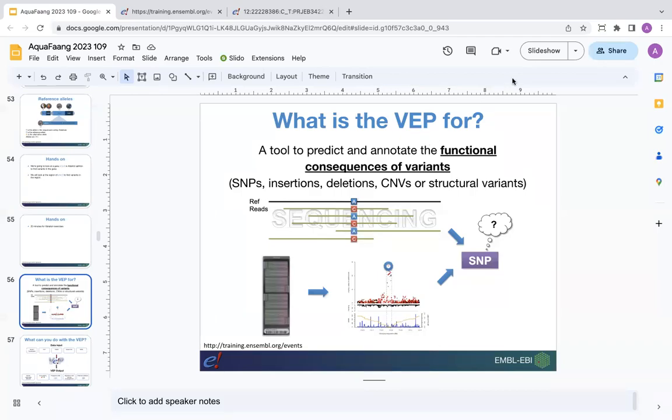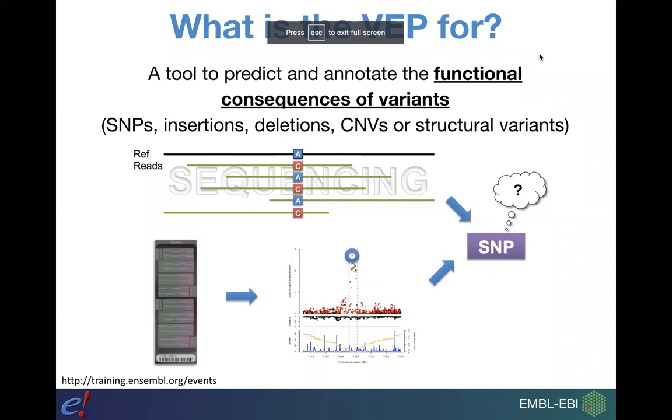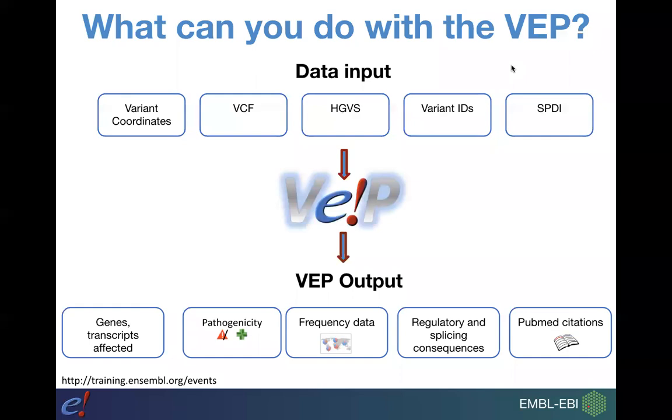use to annotate your own variants, and it predicts and annotates the functional consequences of your variants. So for example, if you have done your sequencing analysis and you've called your variants from it, and you would like to find out more information about these variants, this is where VEP can come in handy. So you can feed in SNPs, insertions, deletions, copy number variations, and also structural variants into VEP to find out more information about it. So your data input can be in any of these formats.